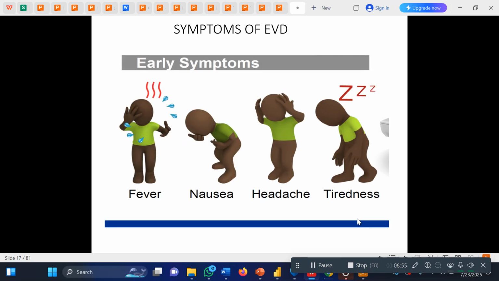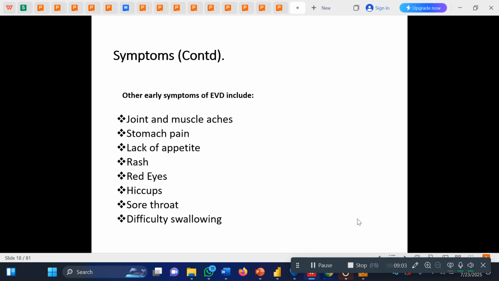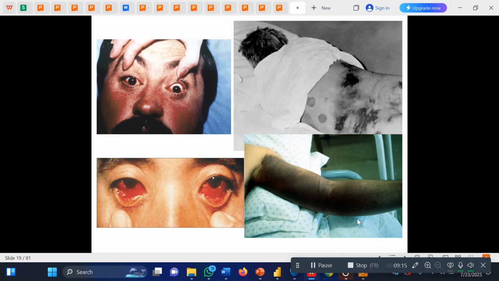So the early symptoms of this virus are fever, nausea, headache, and tiredness. You can also have joint pains, stomach pain, lack of appetite, rash, red eyes, hiccups, sore throat, and even difficulty in bleeding. You can see from the picture represented here the red eyes and the rashes.